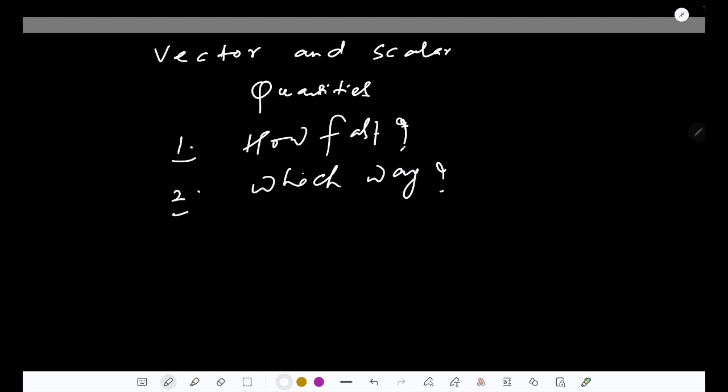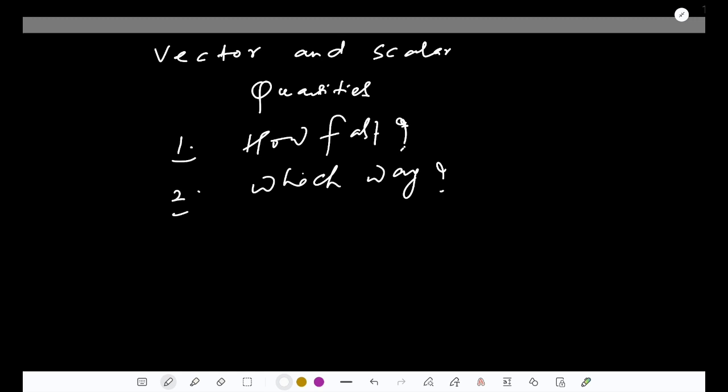The first question, how fast, is answered by the speedometer reading. If you can read the speedometer of your car, you will know how fast your car is moving at the moment, which is simply the speed of the car, in kilometers per hour in India. The second question, which way, is somewhat tricky.